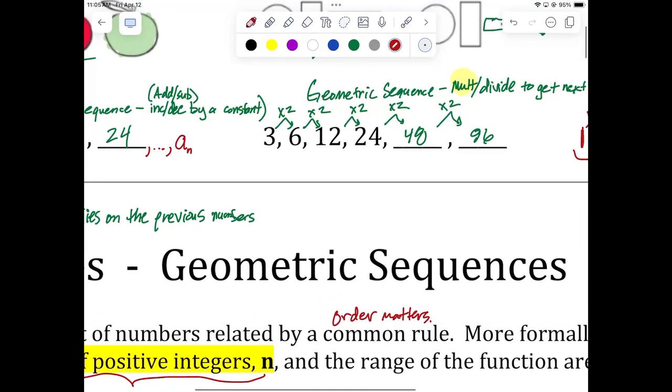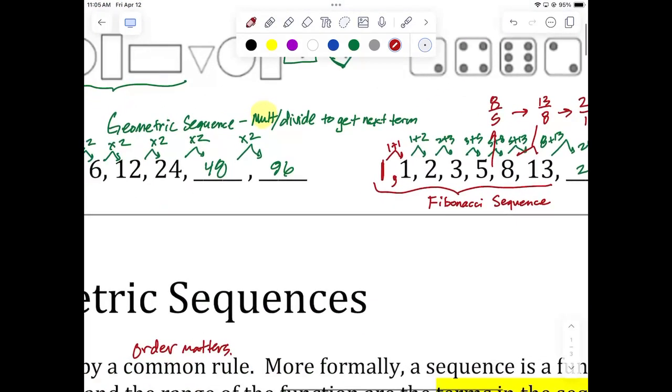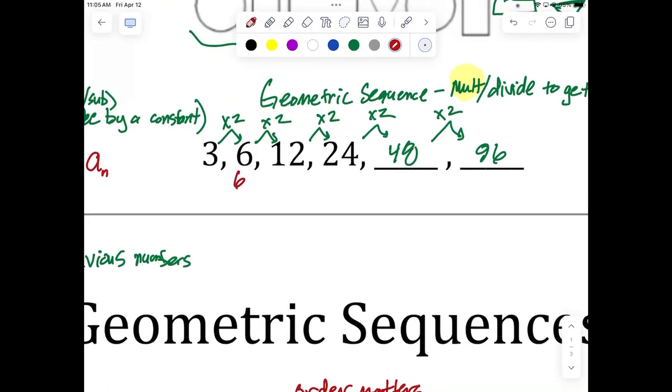Now why do we call it a ratio? Because to find the ratio, all you got to do is what we were doing over here with this Fibonacci sequence. You take the one on the right and you divide it by the one on the left, and you get your ratio. It's 2 all the way down the line. That's how you find your ratio, and that's why we call it a ratio, because it's the ratio of the one on the right to the one on the left.